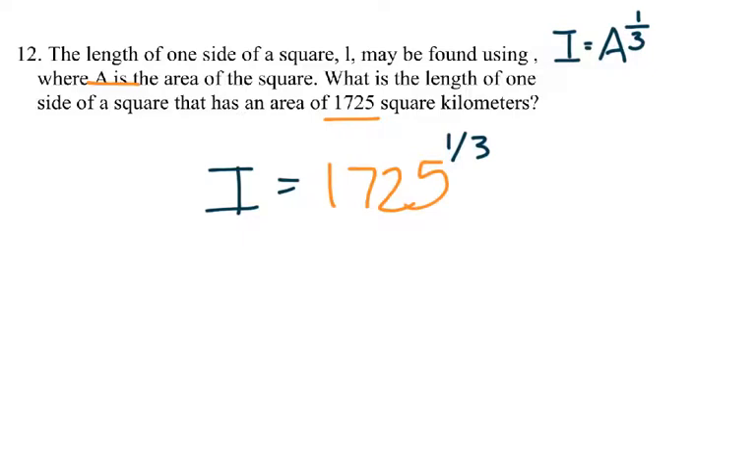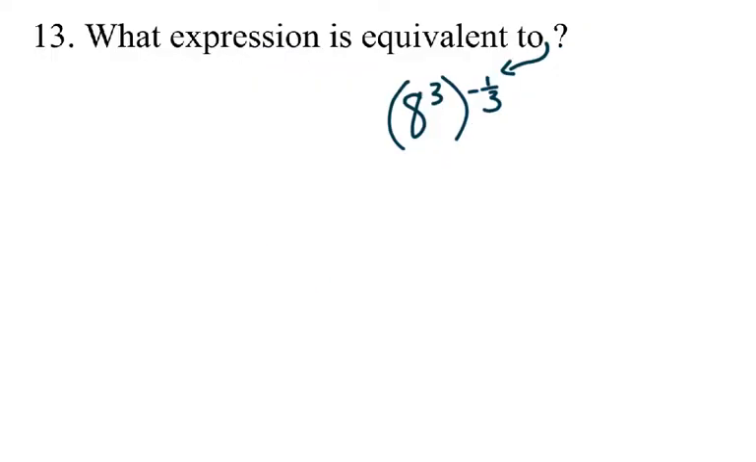Okay, so A is talking about area of a square, and it tells us the area is 1725. So I plug that in, and all I have to do is type this into my calculator. And I get 11.99, or you can round that to 12, it's so close.